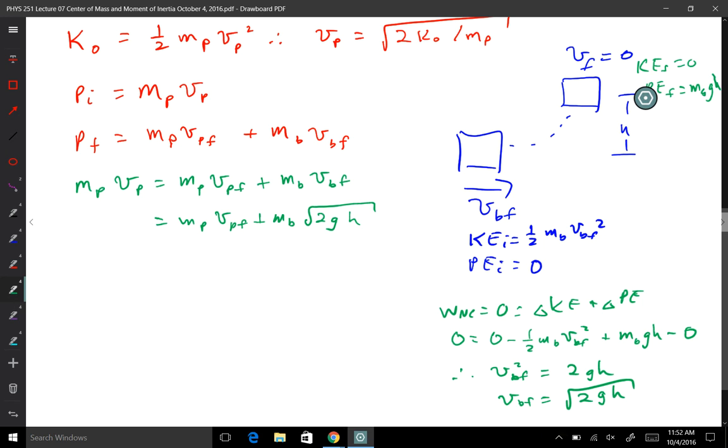on the left side, when I multiply both sides by MP, that's where I'm going to put it inside, and I'll have, so this is my equation now that will give me the speed of the projectile final.